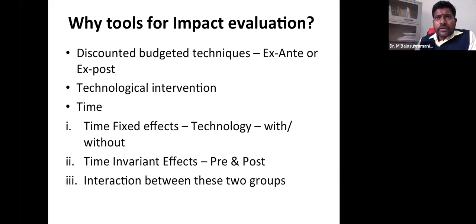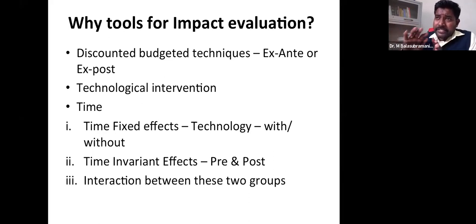Some techniques, like the financial outlay and the discontinued budget techniques, can be assessed without using any separate impact tools. Some technological interventions, however, need impact tools like the randomized evaluation method, propensity score matching, the DID model or the regression discontinuity model. It depends on the interventions we are making. And the third factor is time.